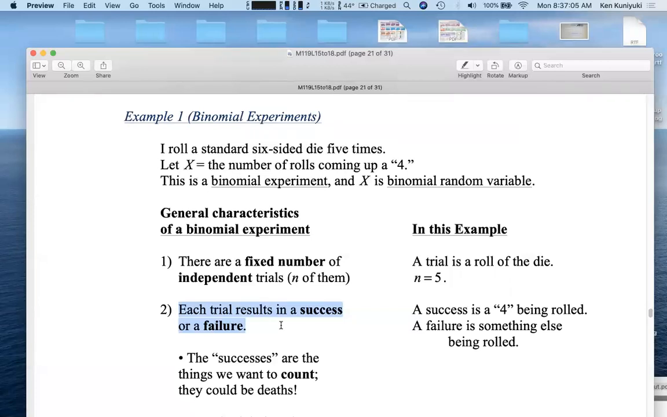Each trial results in either a success or a failure. The coin comes up heads, success, or tails, failure. A student gets a question correct, success, or wrong, failure. The die comes up a 4, success, or doesn't, failure.